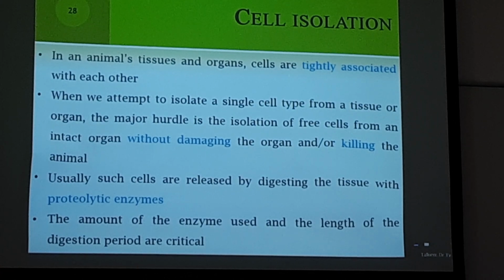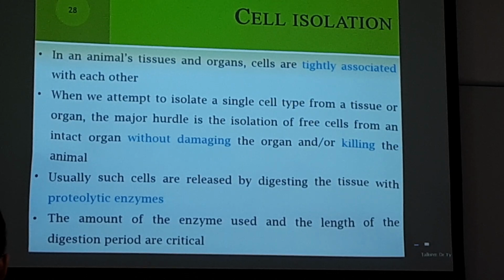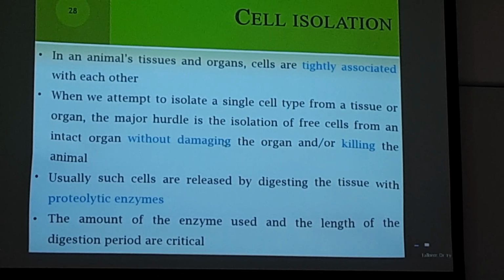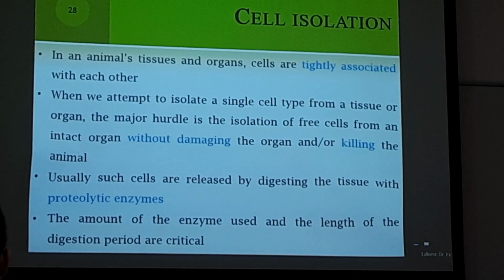So how to do so? Again, we have to start with growing the transgenic animal. So you have to know how to do the cell isolation, and they are different from plant cell isolation, and you have to know about the difference. And then some extra things you have to add.